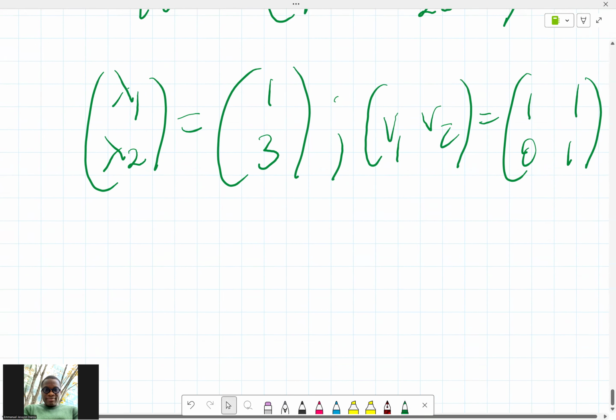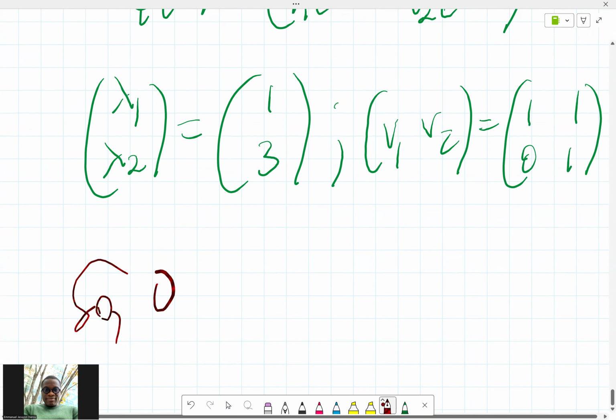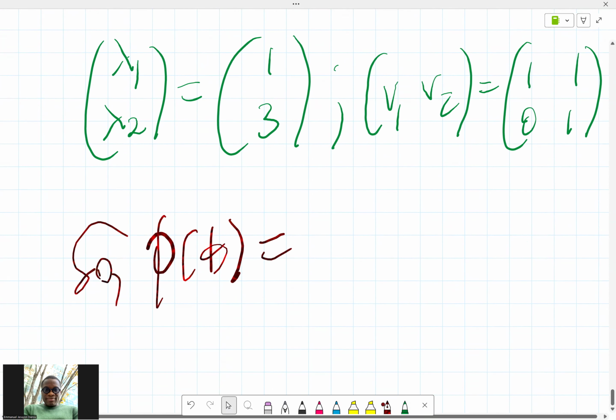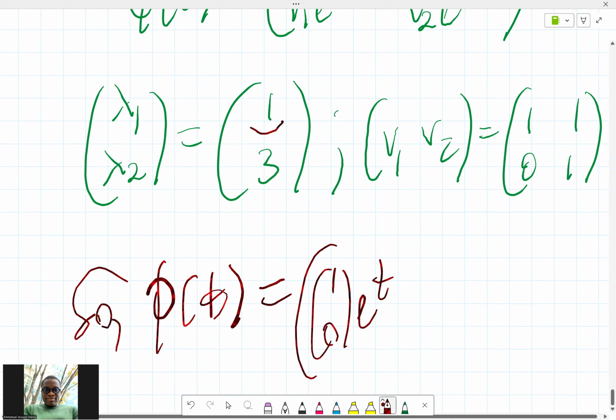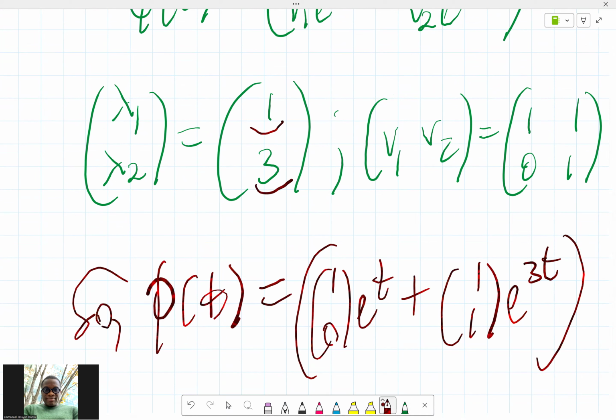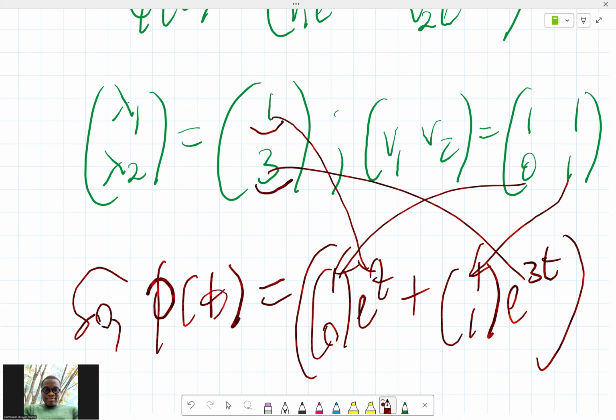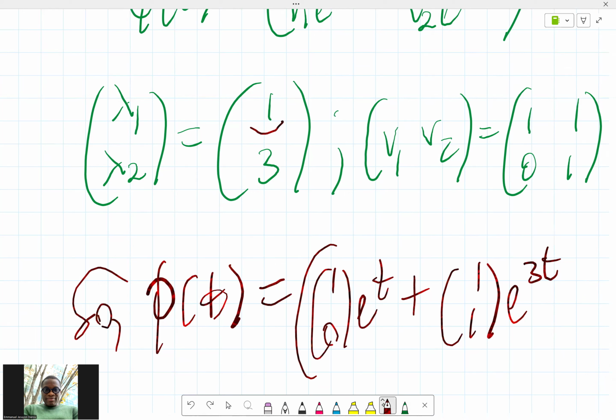Okay, so using this now, we can say phi of t is basically 1, 0 e raised to power t, because of this one now. Then plus 1, 1 e raised to power 3t because of this 3. So this 1, 0 comes here. Then this 1 is here. Then this 1, 1 is here. Okay. And then this 3 is from here. So we can have it neatly this way now.